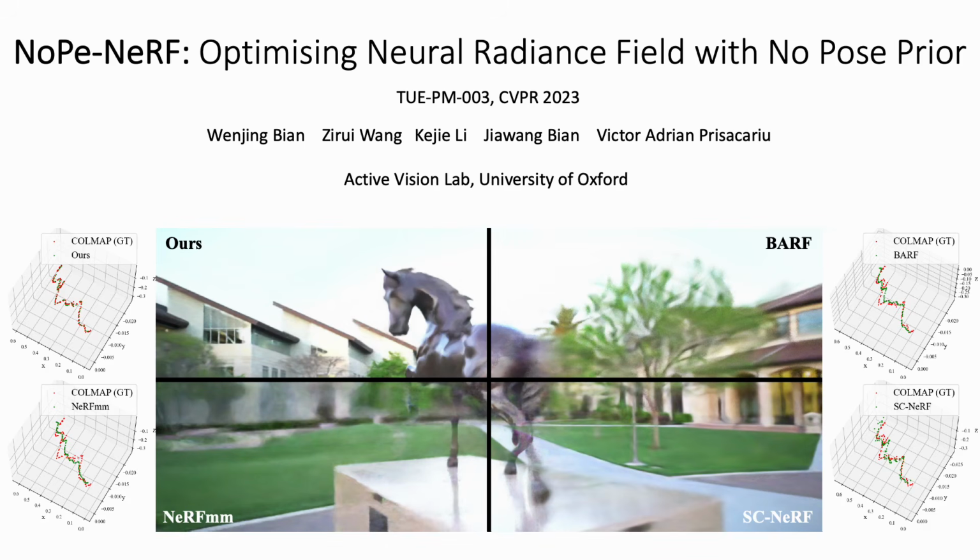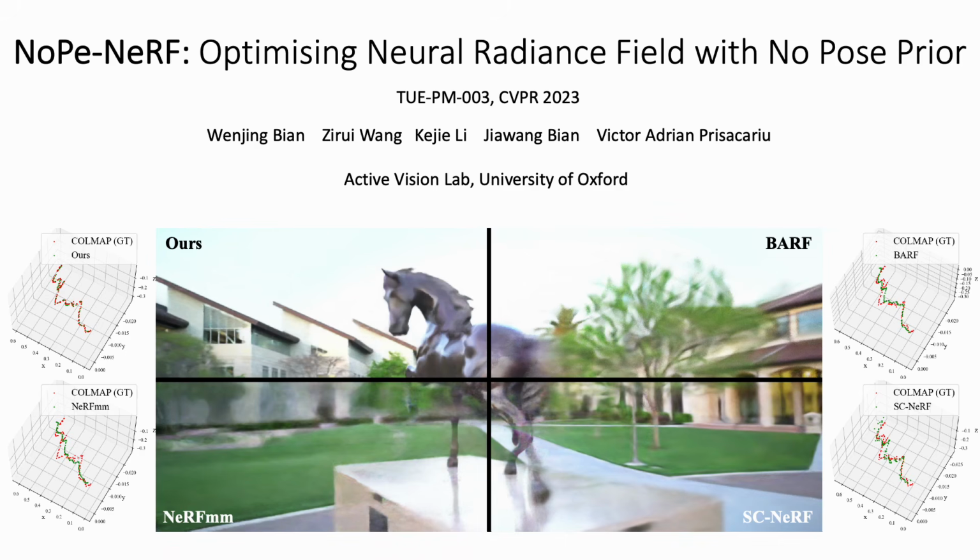Hello, my name is Wenjing. I will be introducing NoPe-NeRF, a new approach for optimizing neural radiance field from an image sequence without pose priors. This is a collaborative work with Zirui, Kejie, Jia Wang, and Victor at the Active Vision Lab of Oxford University.